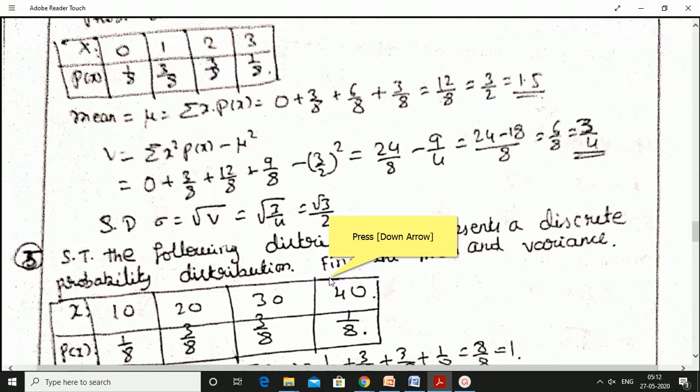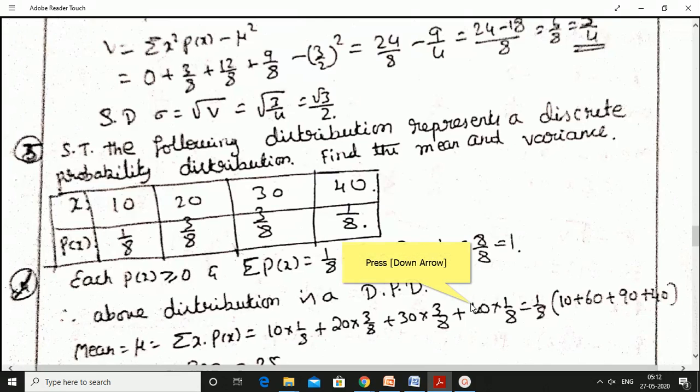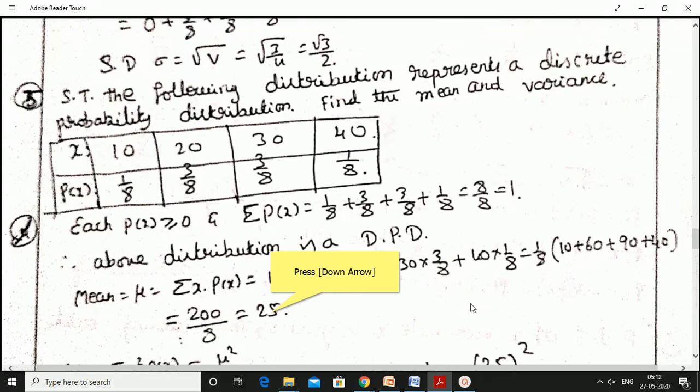Okay. Next problem is, show that the following distribution represents a discrete probability distribution. Find the mean and variance. Definitely p of x is greater than or equal to 0 and summation of p of x is definitely equal to 1. Hence, it is a discrete probability distribution. Mean is equal to summation of x into p of x. 10 into 1 by 8 plus 20 into 3 by 8 plus 30 into 3 by 8 plus 40 into 1 by 8. If you simplify this, it comes out as 25.